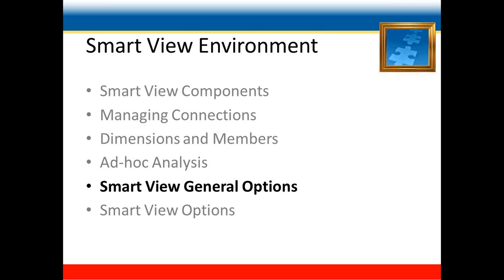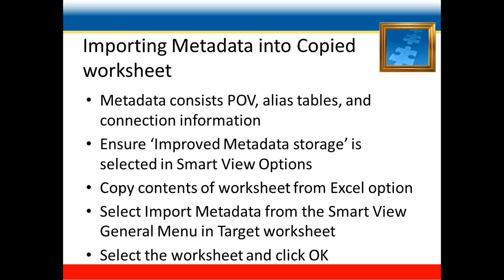We will see some SmartView general options that we are provided with, and this includes the most important part of SmartView general options, which is importing metadata in some target worksheets. Suppose you want to perform migration of your worksheets which have some metadata in it, then you can do so. For that you need to ensure that you have the improved metadata storage option selected in SmartView options.